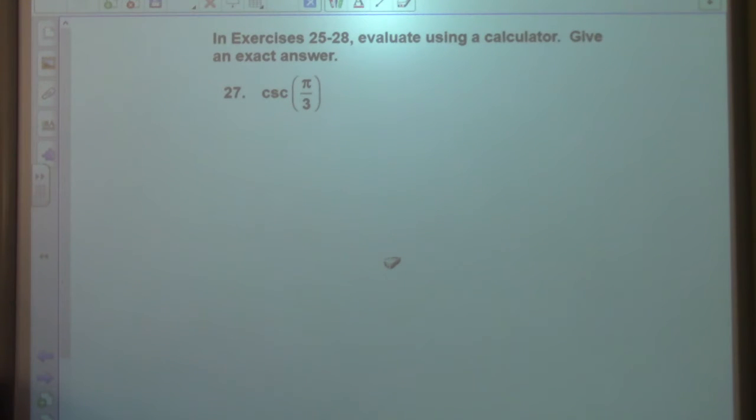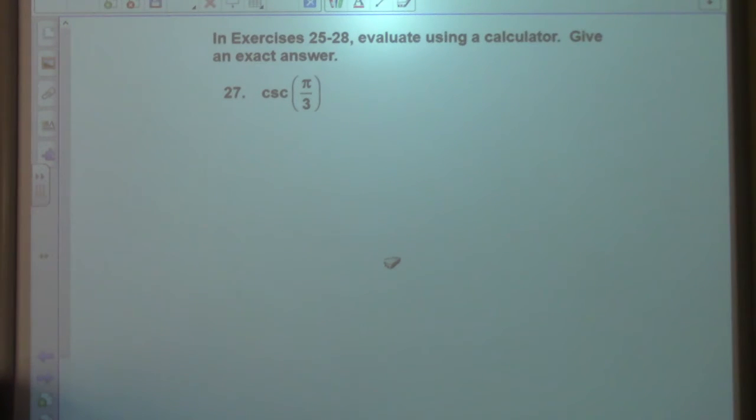What if I want to find sine of 60 degrees? You get 2 over square root of 3, she says. Is that what it was? 2 over square root of 3? Yes, that's what it says. Okay, Jose, what does the book say for number 27?